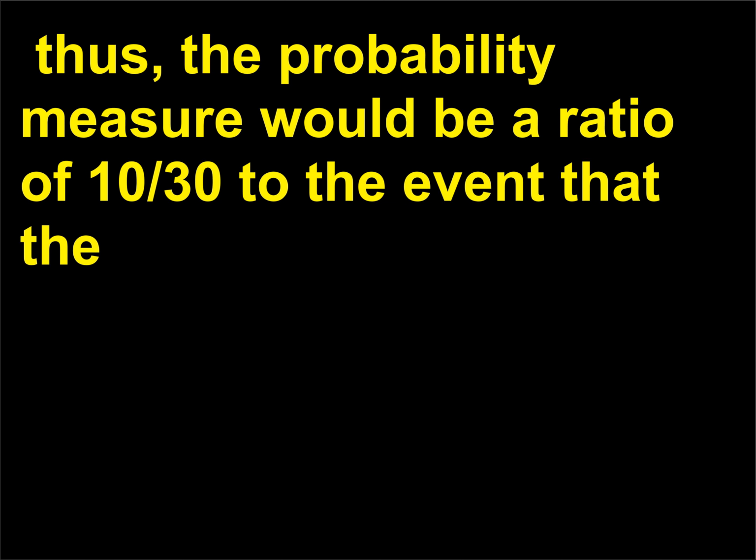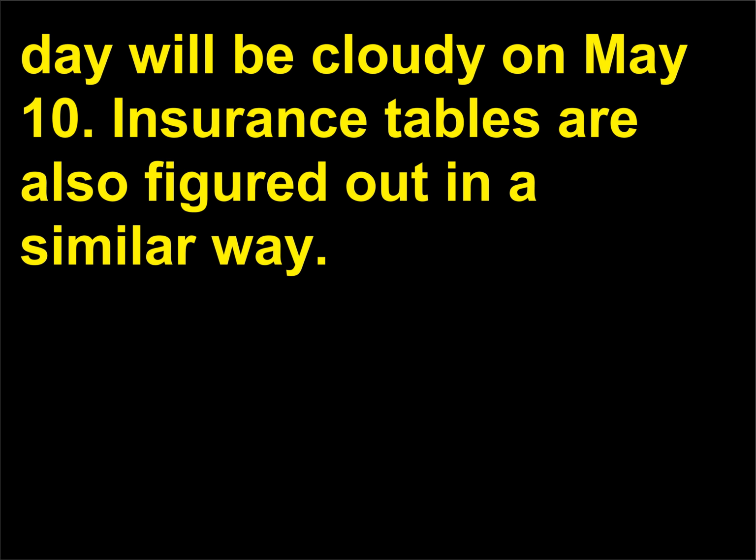Thus, the probability measure would be a ratio of 10/30ths to the event that the day will be cloudy on May 10th. Insurance tables are also figured out in a similar way.